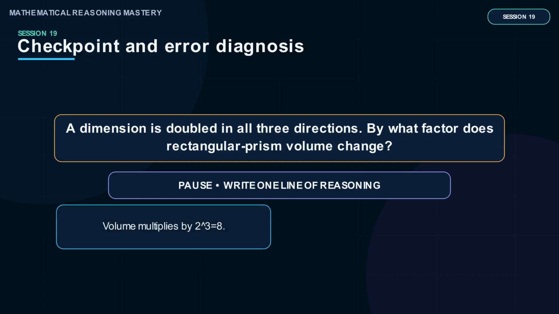A focused hint. Volume multiplies by 2 cubed equals 8. Use a hint to repair the setup, then finish the reasoning yourself. The accepted answer is 8. Explain why it works and name the earliest line that would reveal a likely error.